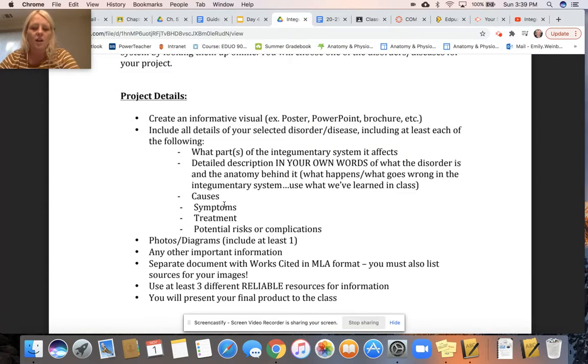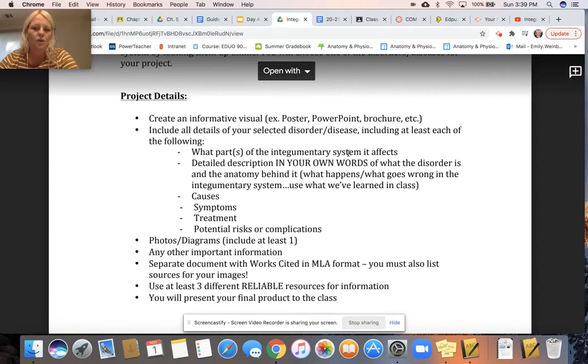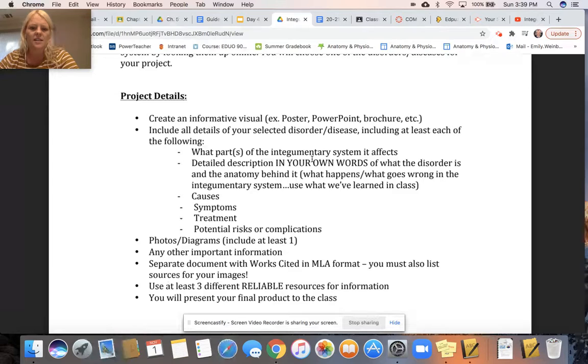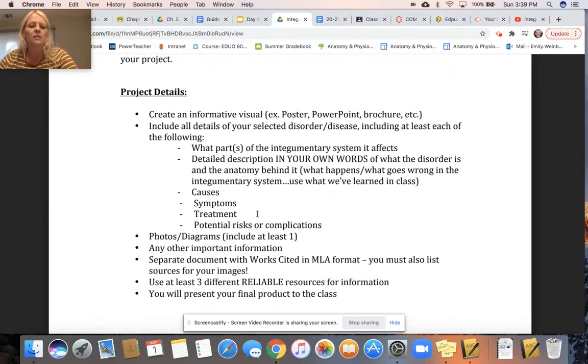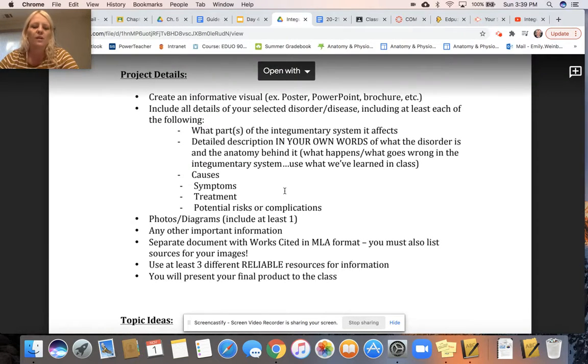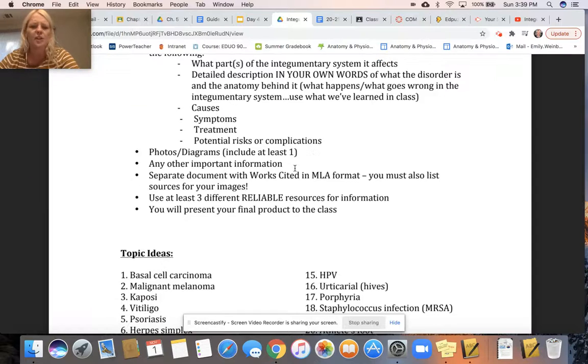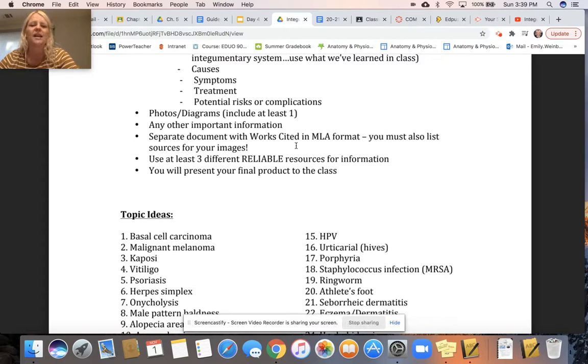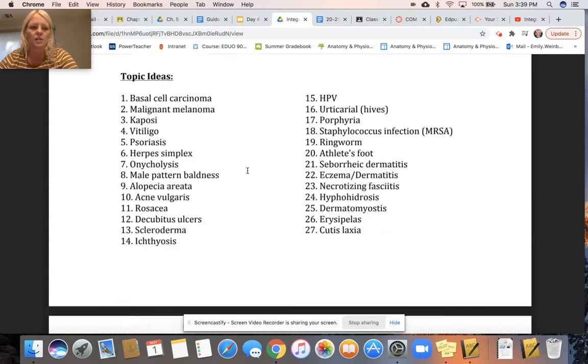What are you going to include? No matter what kind of presentation you do, you're going to make sure you include the name of your disorder, what part of the system is affected. You're going to describe in your own words what exactly that disorder is, causes, symptoms, treatment, and potential risk for complications. So all of those things will be included. And you're going to need some photos or diagrams. I say at least one. You're probably going to have more than one. And then any other important information, you're going to be citing your sources using MLA formatting, and you're going to need 3 reliable sources. And we can talk more about what that means if you have questions.